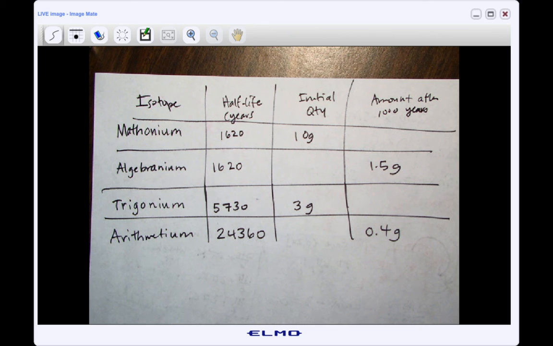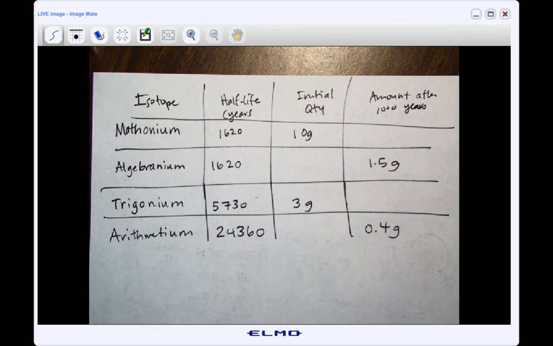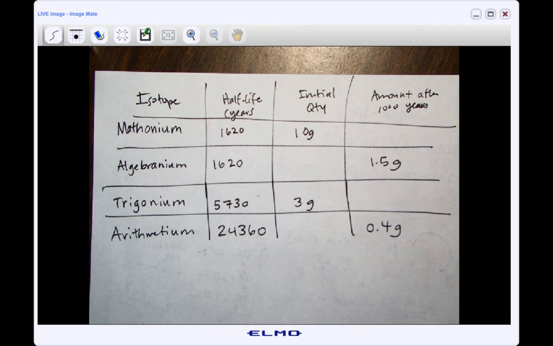All right, so we're going to be looking at these made up isotopes or made up elements or whatever you want to call them, and we're going to be working with them, and you're going to see that all of these exponential decay ones are basically the same idea. So if you take a look, the first one says mathonium has a half-life of 1,620 years. So in other words, it takes 1,620 years for half of the matter to have decayed.